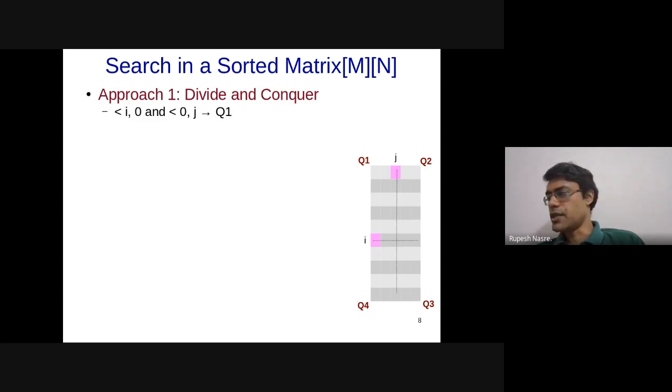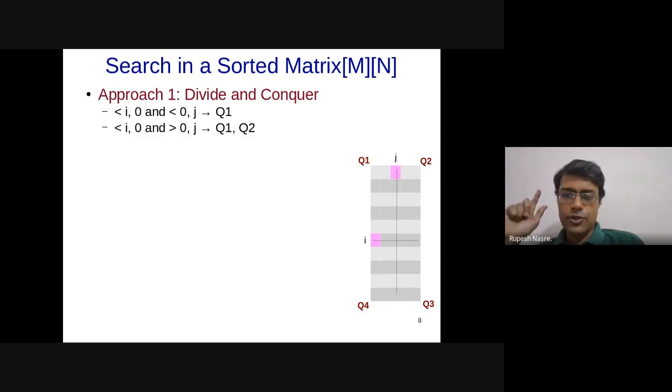Okay, great. Thanks. If it is less than I0 and greater than 0j, then it is going to be in Q1 or Q2, but not in Q3, Q4. This is also correct? Okay. Now can you fill up the remaining 2 cases? So greater than I0 and less than 0j. What will happen? Greater than I0 and less than 0j.